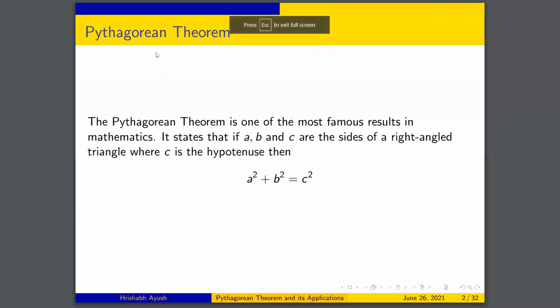What is Pythagorean theorem? It's one of the most famous results in mathematics, one of the most ancient ones, which is that if you have a right angle triangle with side lengths A, B, and C, where C is the hypotenuse, then you have this relation. I guess everyone knows this theorem, and we'll modify this definition in the later slides.